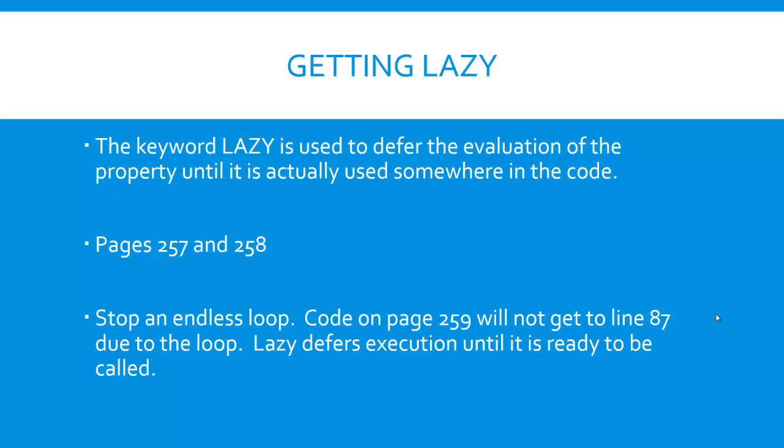Lazy is used to defer the evaluation of something until it's actually used somewhere in the code. So if you look in your book on page 259, if you ran that code without the word lazy, you'd get an endless loop. But to stop that endless loop, we go to line 87 and we add the keyword lazy, and now that'll actually defer execution until it's actually ready to be called. So make sure you understand lazy.